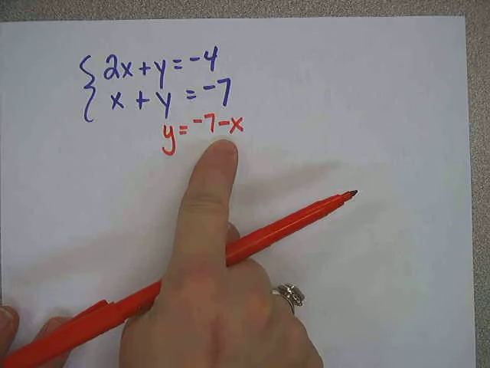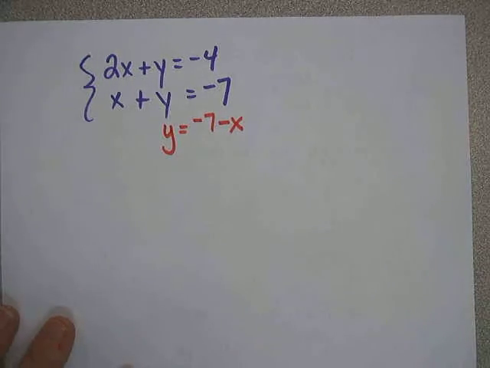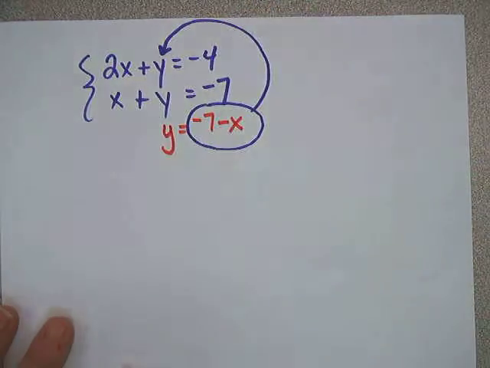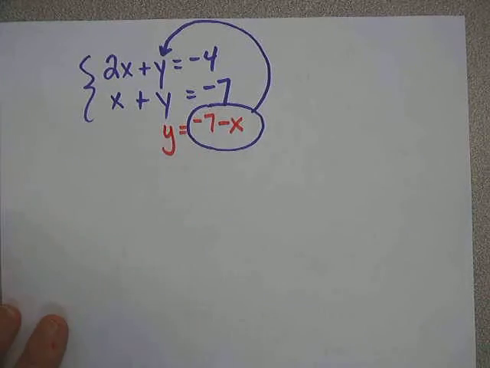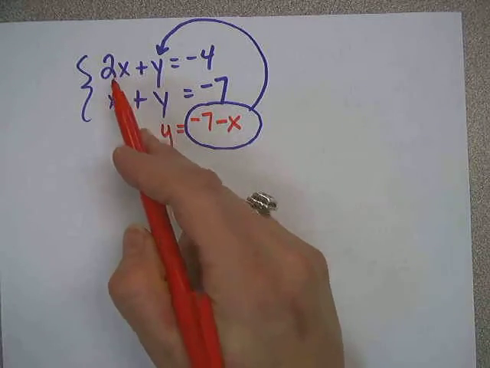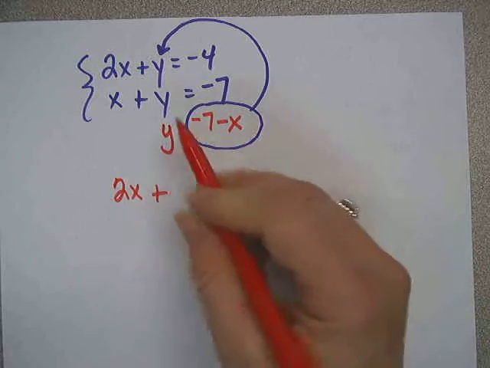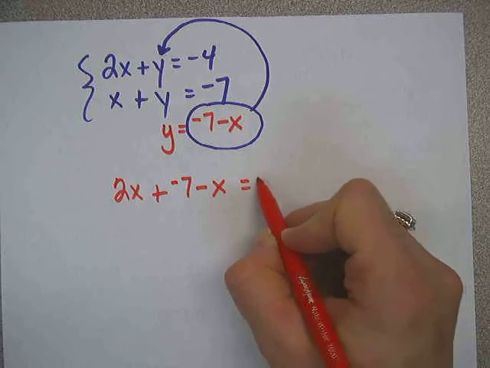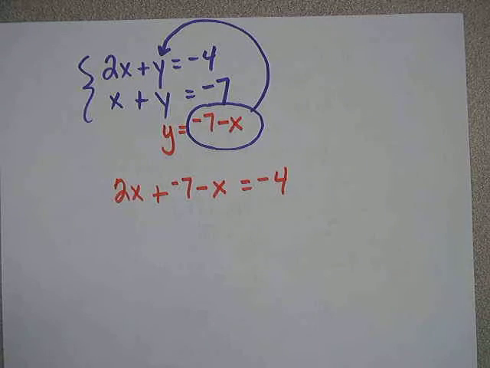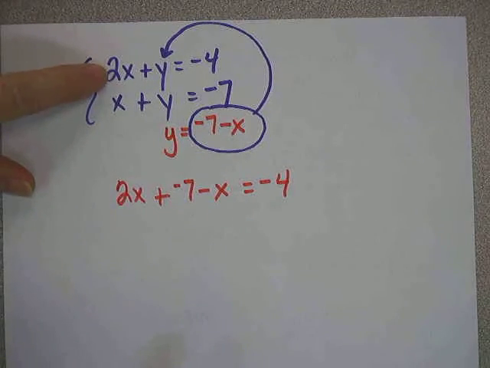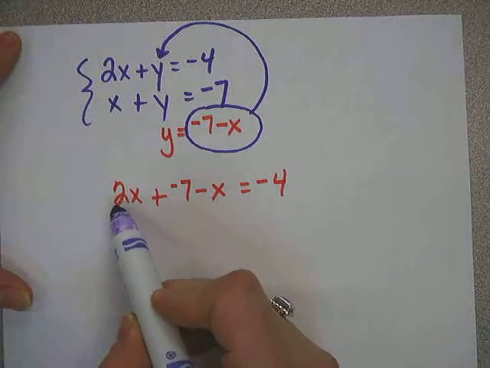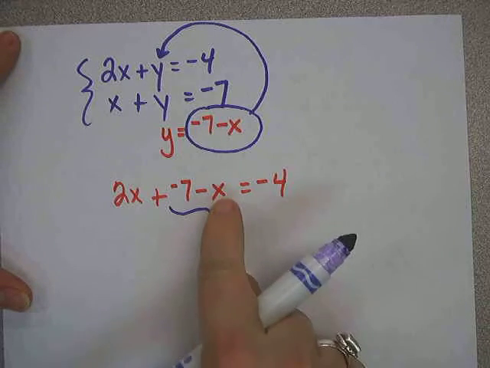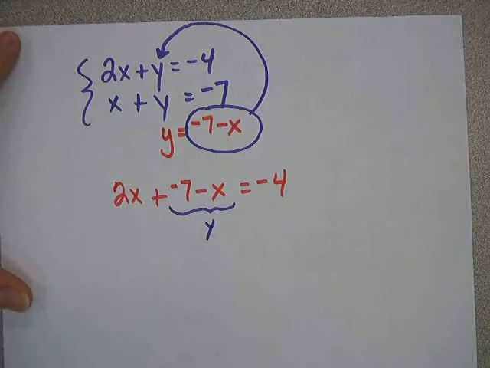So I just subtract x from both sides and I've got that here. Now I'm going to take what y equals and I'm going to substitute it up here for y. So I'm going to rewrite this top equation. I have 2x plus, in place of y, I'm writing negative 7 minus x equals negative 4. So this top equation said 2x plus y equals negative 4. So 2x plus, do you see that this is the value of y that we found in the second equation?